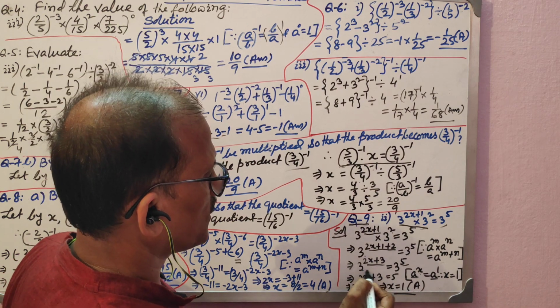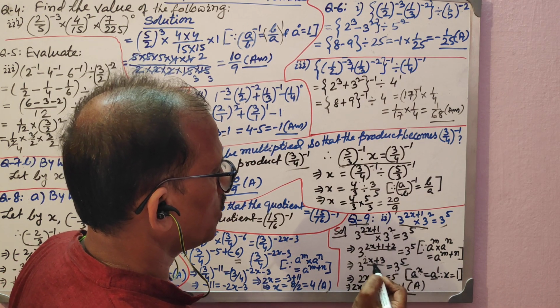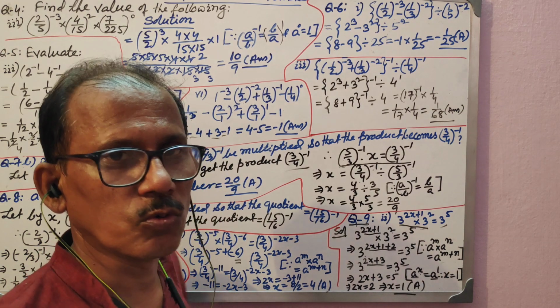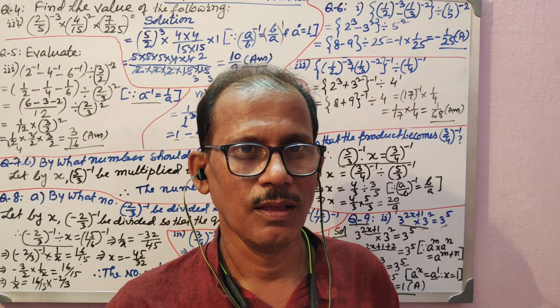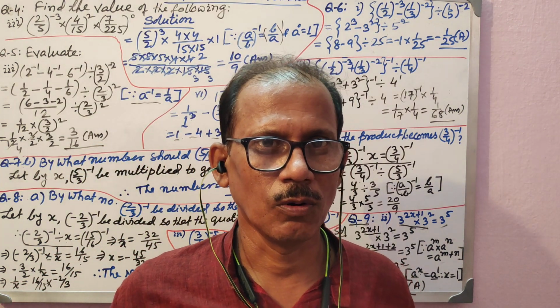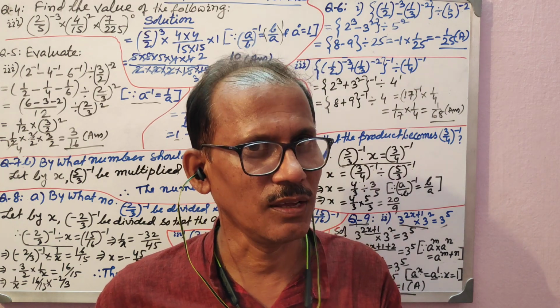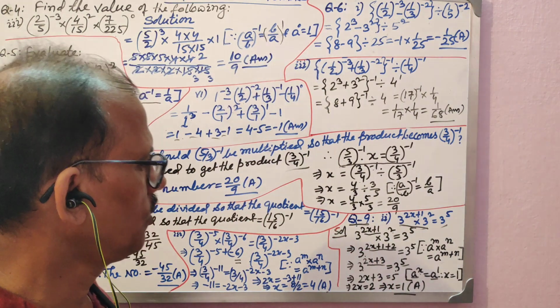Here also bases are same, so powers should be equal. 2x plus 3 is equal to 5. You can very well find out the value of x, isn't it? Or are you Buddhu? No, na? No one of my students is Buddhu.